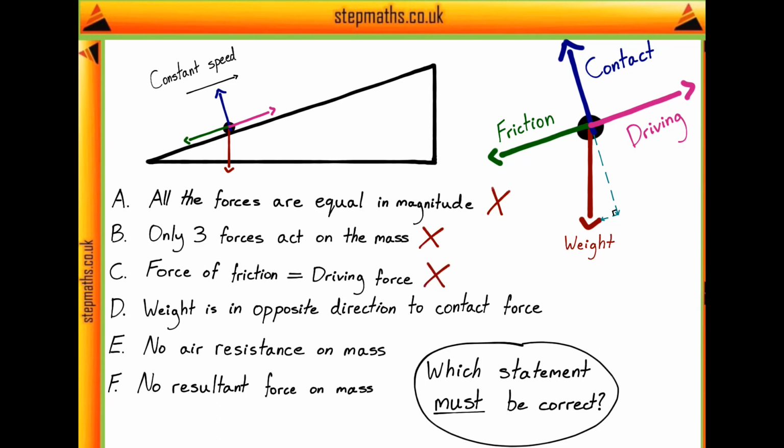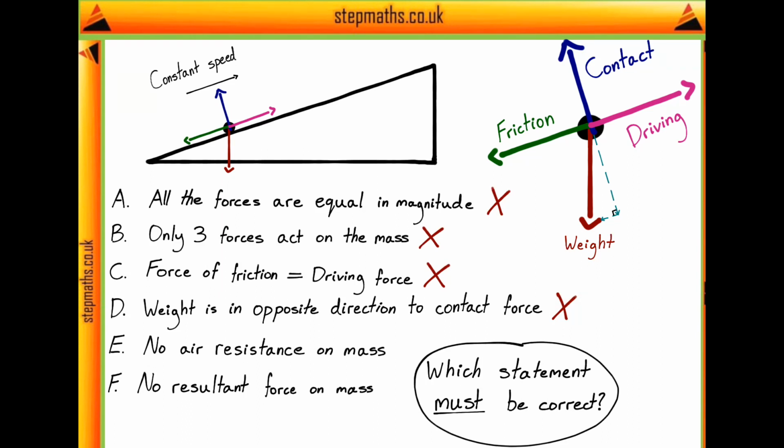If we look at statement D, it says that the weight is in the opposite direction to the contact force. Now, we know that the weight acts straight downwards because gravity acts straight downwards. Gravity isn't going to act in the direction of the slope. It wouldn't really make sense. Otherwise, nothing would ever roll down a slope. It would just sit there, since there'd be no component of weight parallel to the slope at all. There is, however, a perpendicular component of the weight, which is in the same direction as the contact force, but that's not what statement D is saying, so it's false as well.